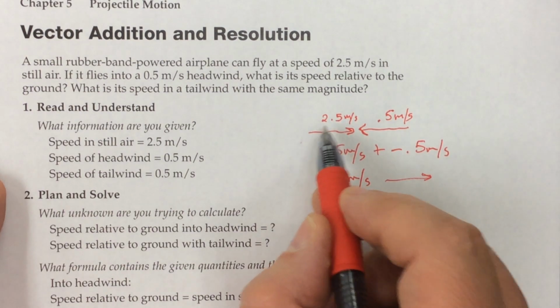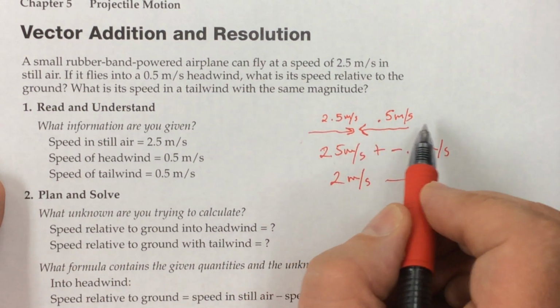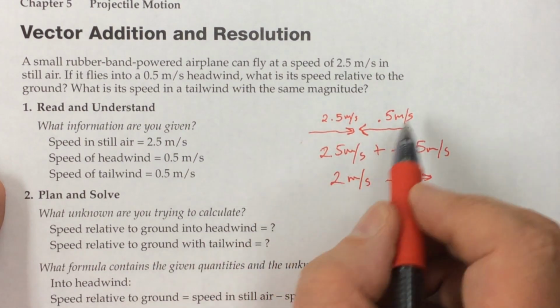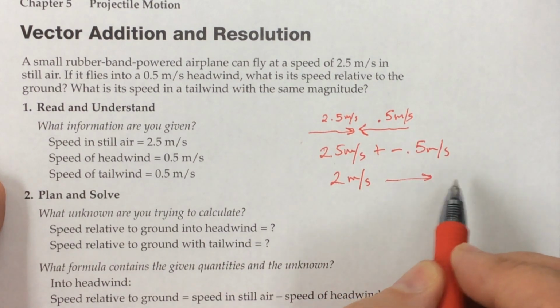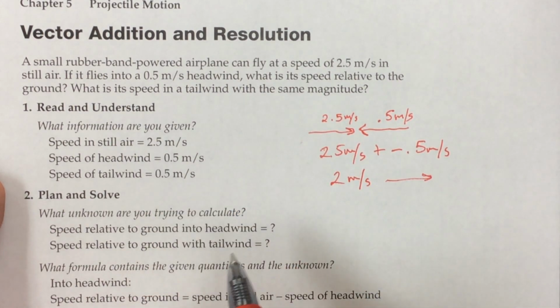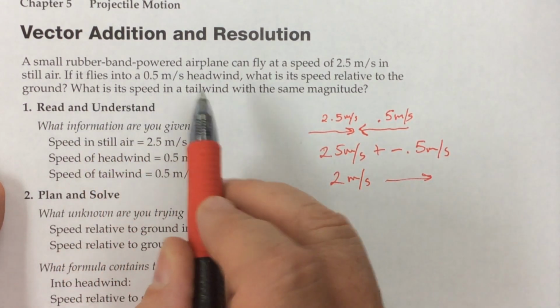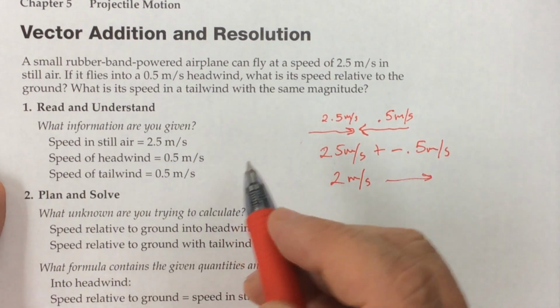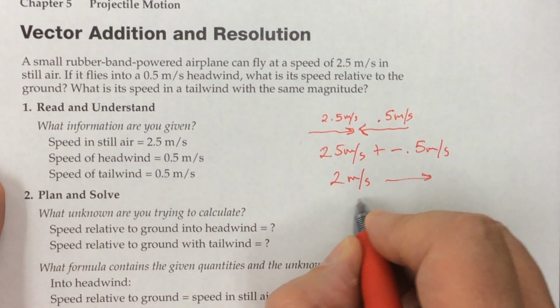See, 2.5 was still air, but it's not in still air, so I'm actually getting opposed by some of the wind. It's going to eat away some of my power. So it's still going forward, but it's going to be going forward slower than if it were in still air. Okay. The second question, what is its speed in a tailwind with the same magnitude? Now, a tailwind is pushing you from the back. So it would be the exactly same.